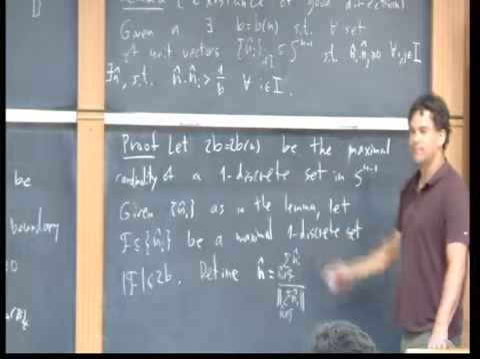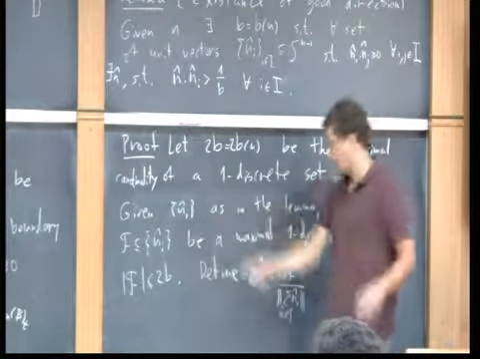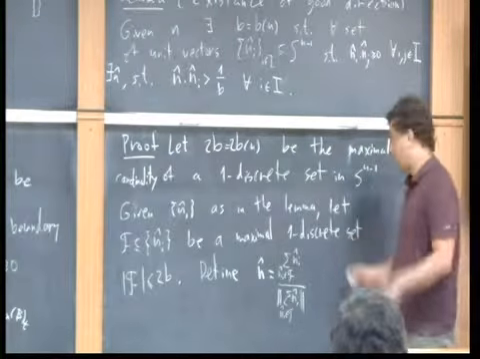So this is n. Just the norm, the average of them, of this maximal set. Okay.